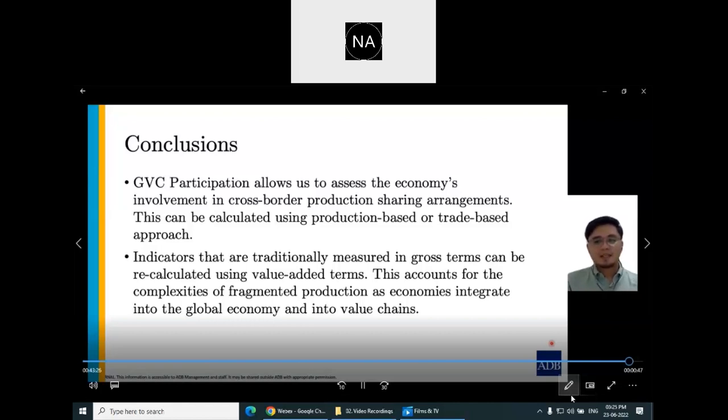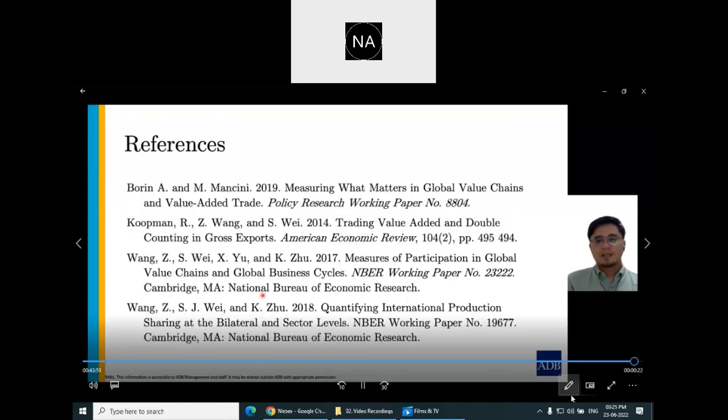Indicators that are traditionally measured in gross terms can be recalculated using the value-added terms. Now, these indicators would include the calculation for the revealed comparative advantage and exports diversification. Using the value-added exports instead of gross exports accounts for the complexities of fragmented production as economies integrate into the global economy and into value chains.